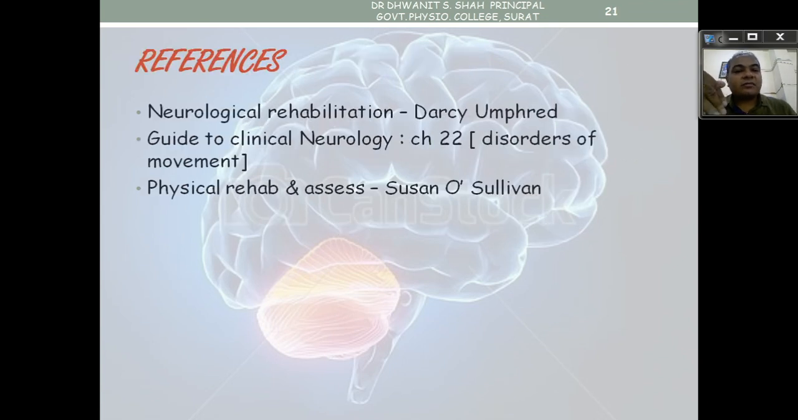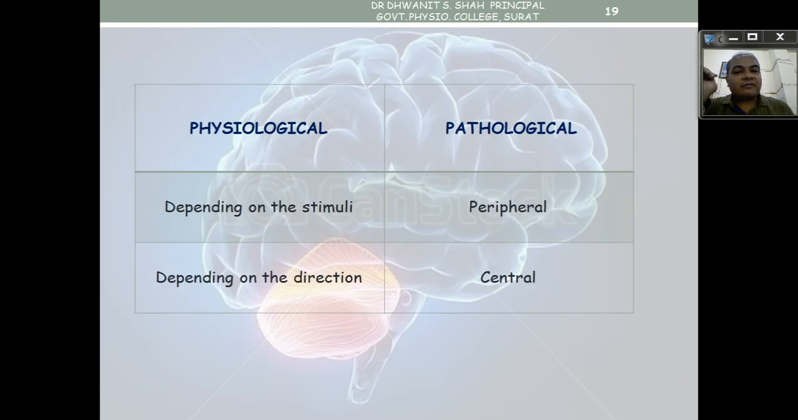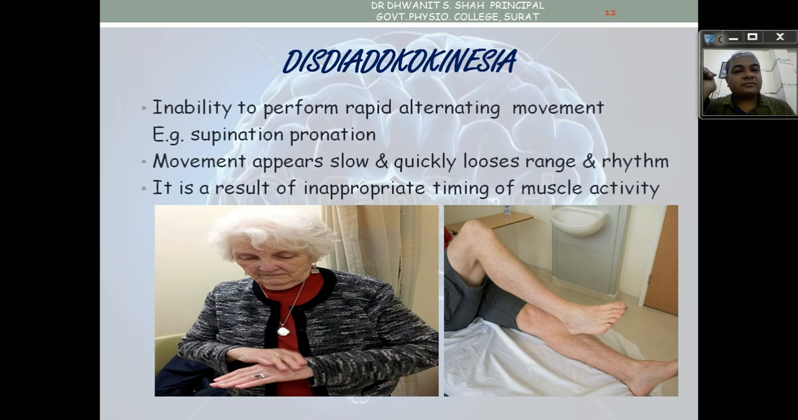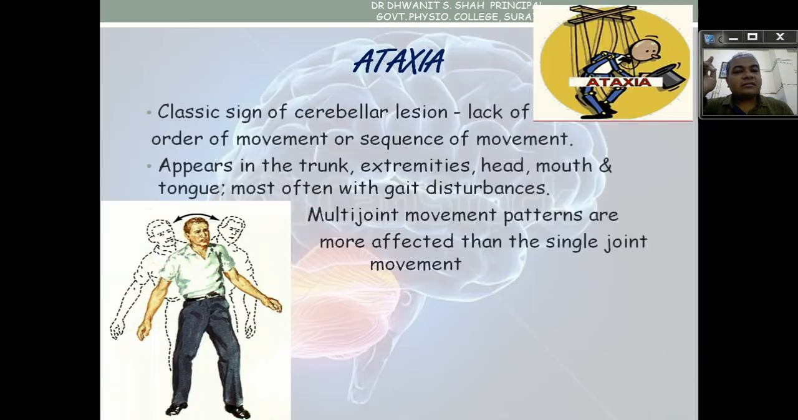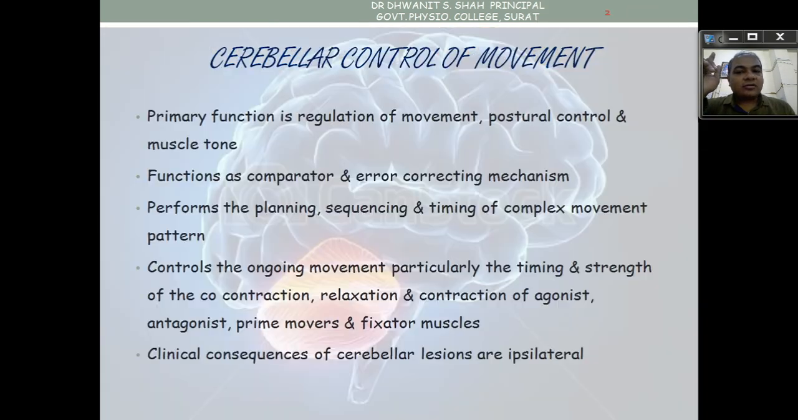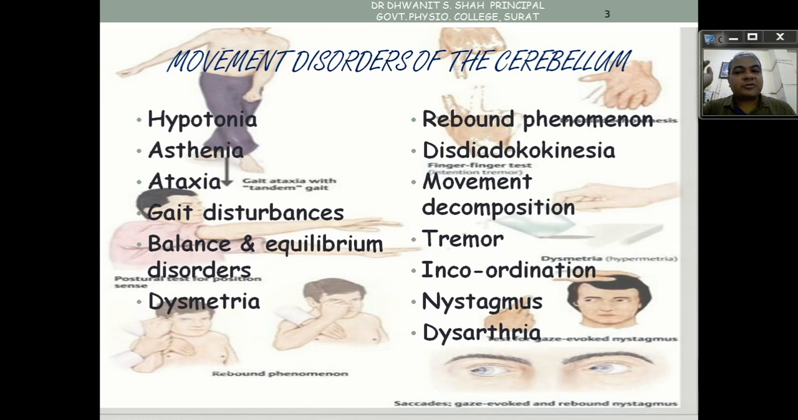All of this is taken from the O'Sullivan and Schmitz book that you commonly refer to. So I think you are all now aware of the cerebellar signs and symptoms. We will make one revision on that again. First, we have seen all the parts we have covered here, which is hypotonia.